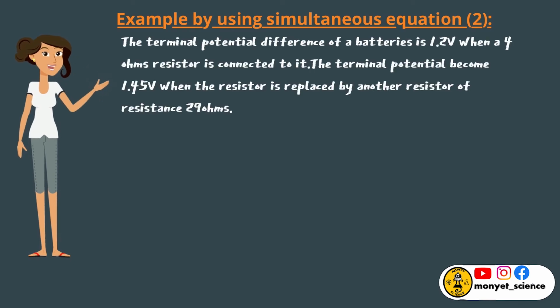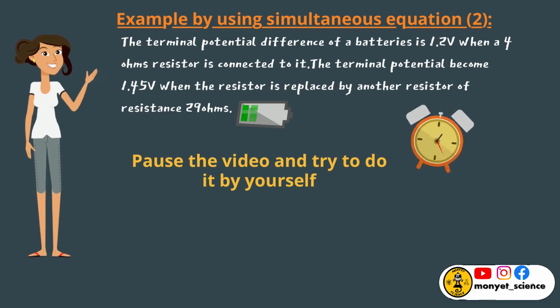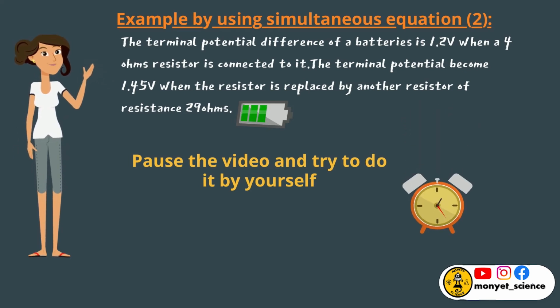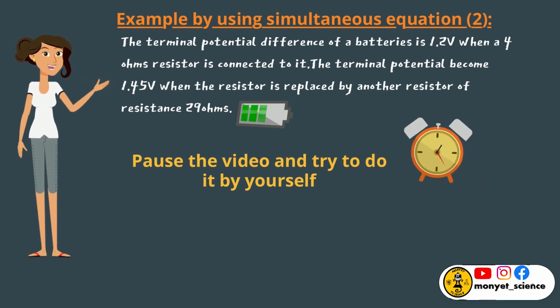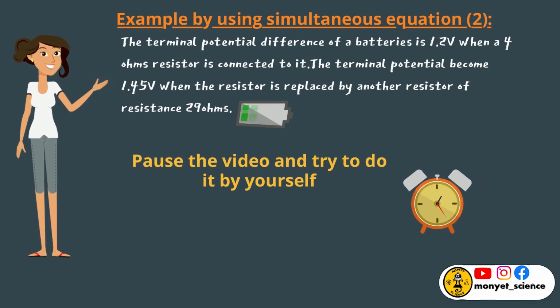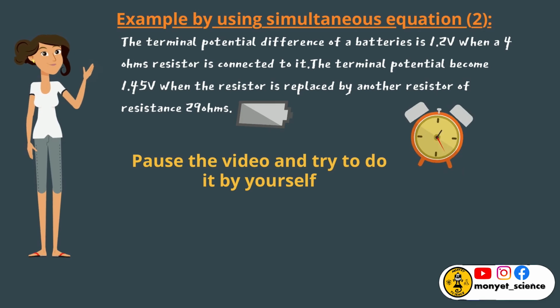Let's try to find the same things using a different example. The terminal potential difference of a battery is 1.2 volts when a 4 ohm resistor is connected to it. The terminal potential becomes 1.45 volts when the resistor is replaced by another resistor of resistance 29 ohms. Please pause the video to try it yourself.